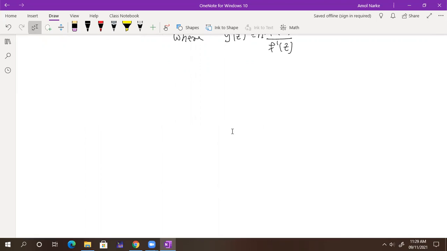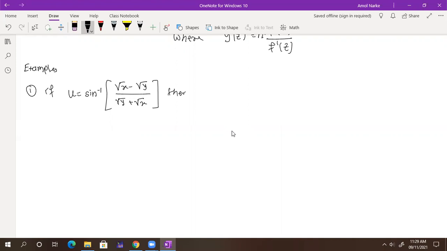Write down the first example. If u is equal to sine inverse of root x minus root y divided by root y plus root x, then prove that x into del u by del x is equal to minus y into del u by del y. Tell me, how can one prove that?